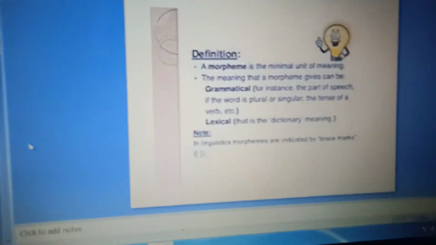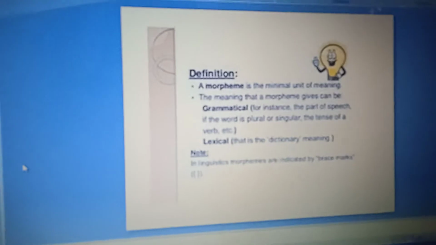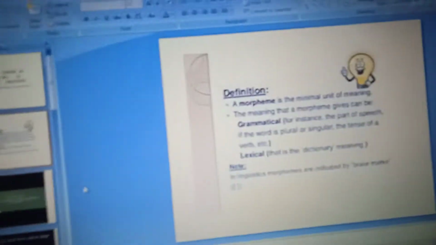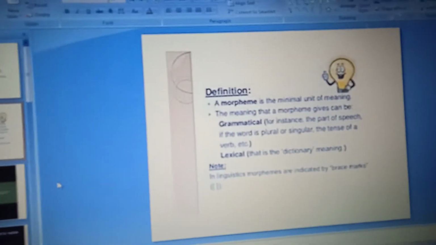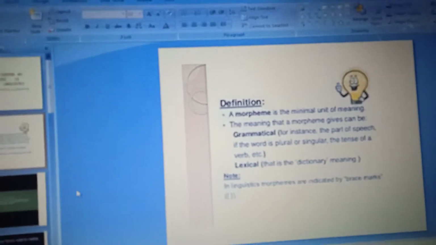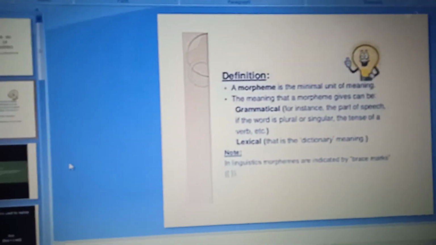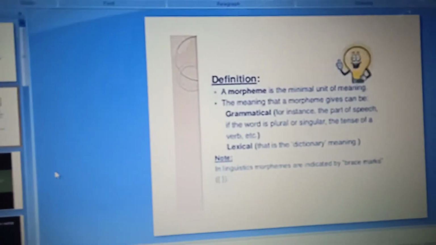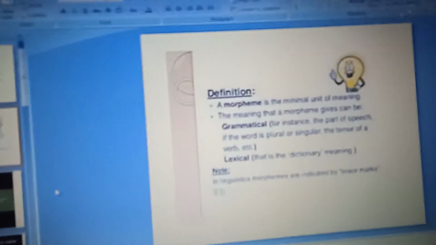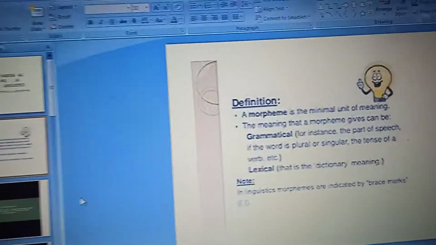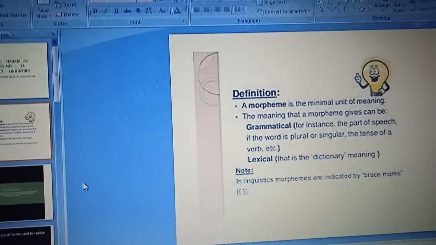And if there is another word, desirable, there are also two morphemes. As in boys, there are two morphemes: one is boy and the other is s. And in desirable, desire is one morpheme and able is another morpheme. So that word contains two morphemes.